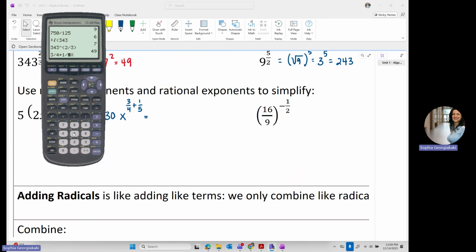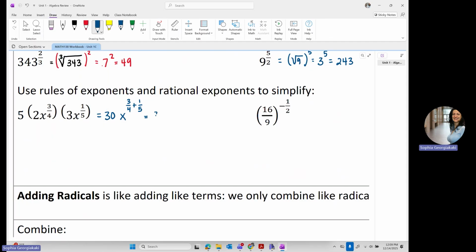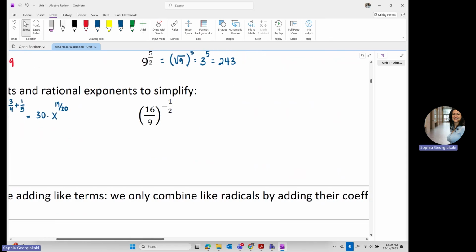If I had a scientific calculator, I could use the fraction button so that I could have my answer as a fraction, 19/20. So the answer is 30 times x to the 19/20 power. And for the test, do not write this as a root, the 20th root of x to the 19, just leave it with the rational exponent.